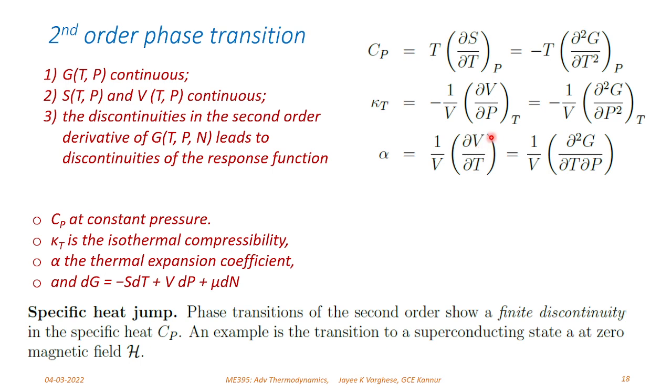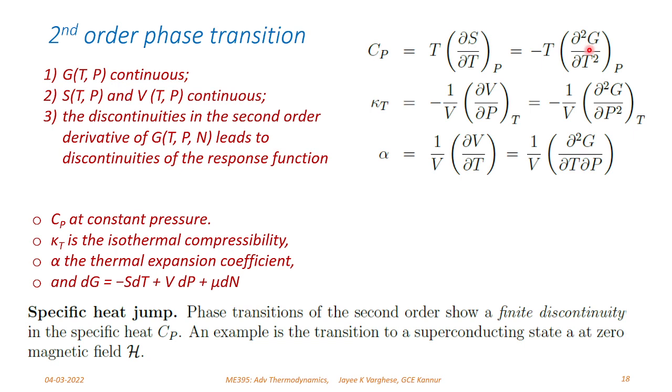∂V/∂P is ∂G/∂P, so this becomes 1/V into ∂²G/∂T∂P. So these three parameters become the second derivative of the Gibbs function.